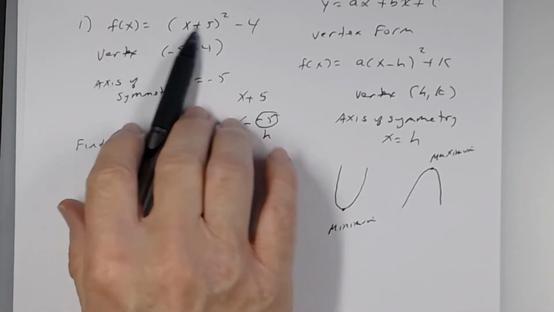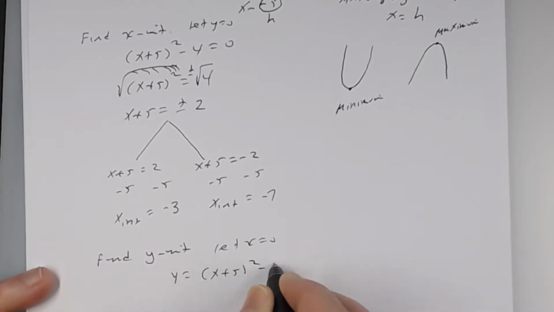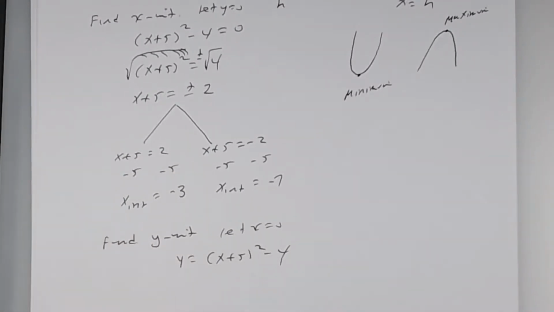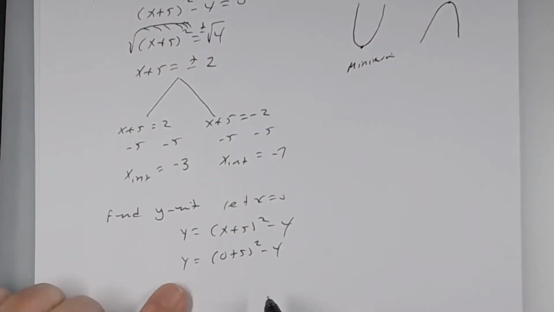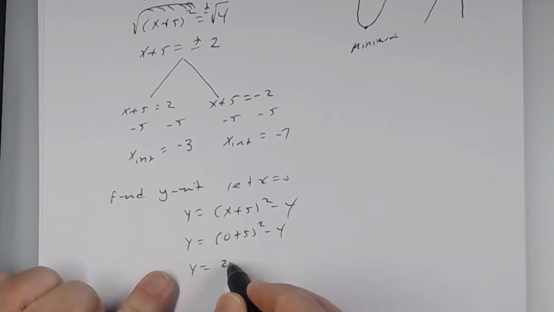All right, now I'm going to go ahead and rewrite this as y equals. So y equals x plus 5 squared minus 4. All right? So I just rewrote f of x as y. So to find the y-intercept, you let x equal 0, correct? All right, so here we go. Y equals 0 plus 5 squared minus 4. Agree? And what's 0 plus 5? 5 squared is 25. So I get y equals 25 minus 4, which is 21. So the y-intercept is 21.